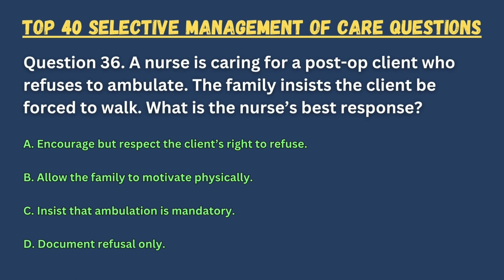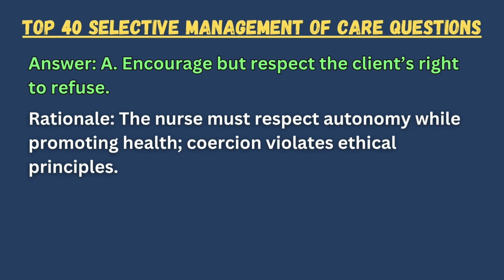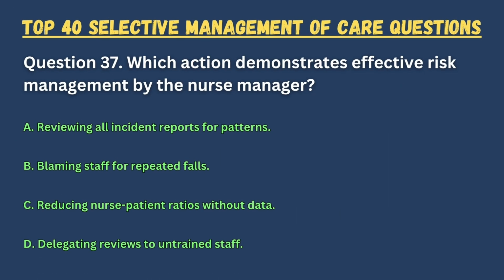Question 36. A nurse is caring for a post-op client who refuses to ambulate. The family insists the client be forced to walk. What is the nurse's best response? A. Encourage but respect the client's right to refuse. B. Allow the family to motivate physically. C. Insist that ambulation is mandatory. D. Document refusal only. Answer. A. Encourage but respect the client's right to refuse. Rationale. The nurse must respect autonomy while promoting health. Coercion violates ethical principles.